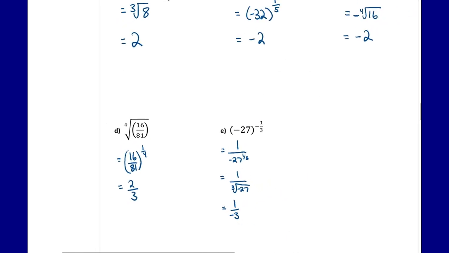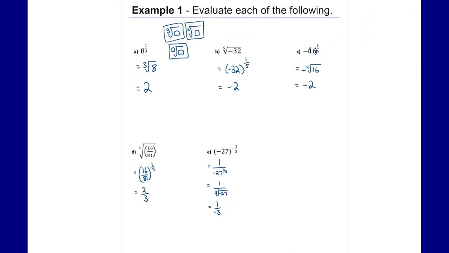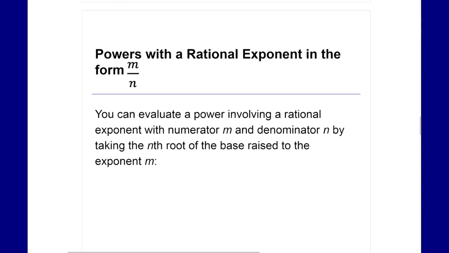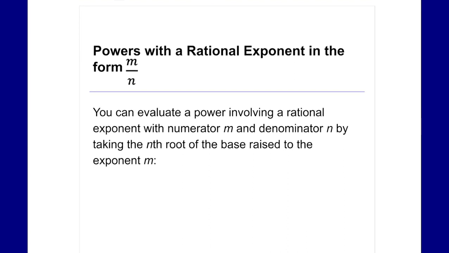So this was all about evaluating the different powers with rational exponents, just making sure that we're comfortable either converting them or using our calculator to get those answers. Now, obviously, in certain cases, we're not always going to have the numerator be 1. So if that's the case, then we can evaluate a power involving a rational exponent with a numerator m and denominator n by taking the nth root of the base raised to the exponent m.